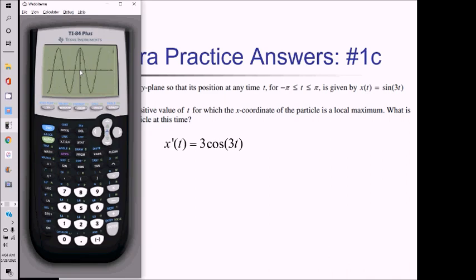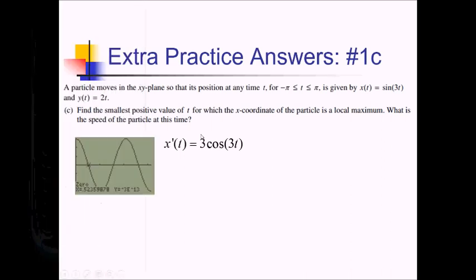So the outputs on these are x values, the inputs are t values at this point, and it looks like we're changing from positive to negative at about this spot right here. Let me do second trace, option 2, and let me calculate that intersection. So move my spider a little bit to the left, press enter, a little bit to the right, press enter again, and then enter one more time to get the value 0.5236 if we round it out to 4 places.